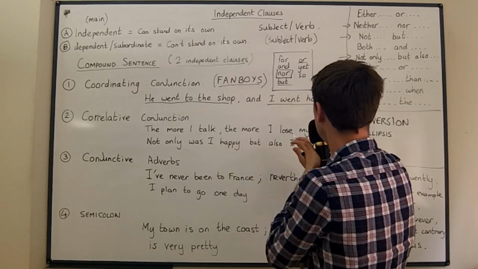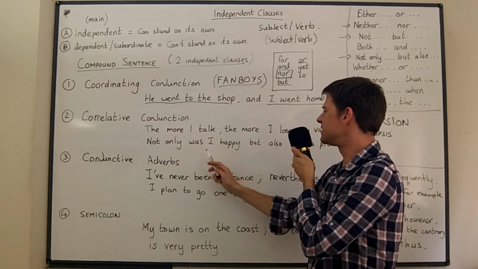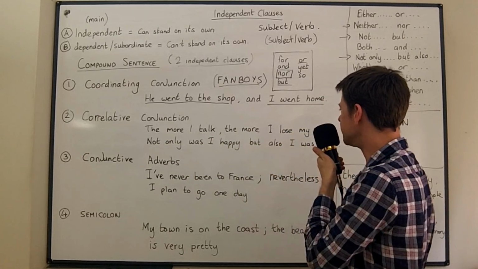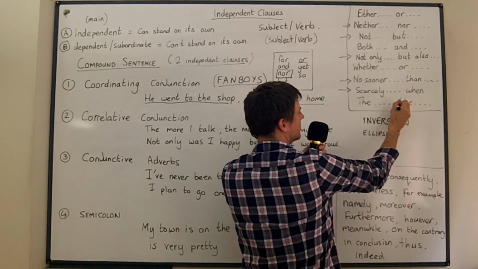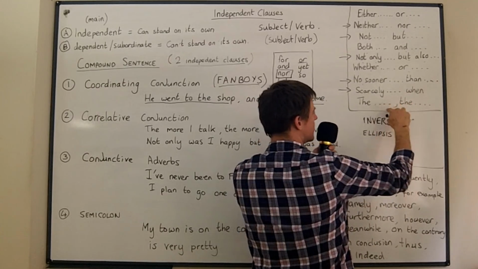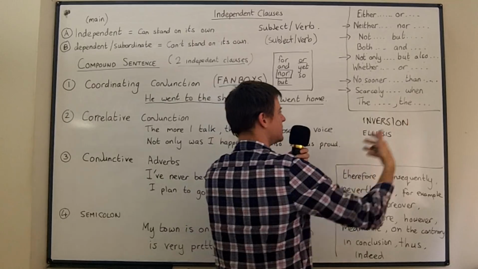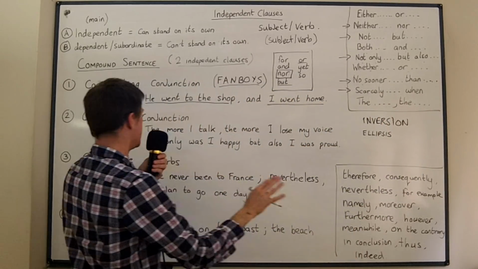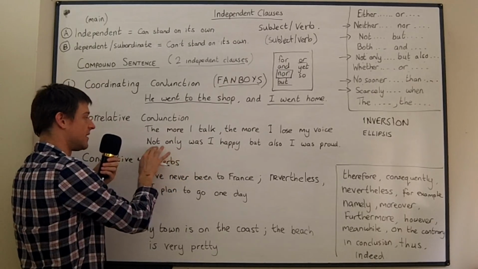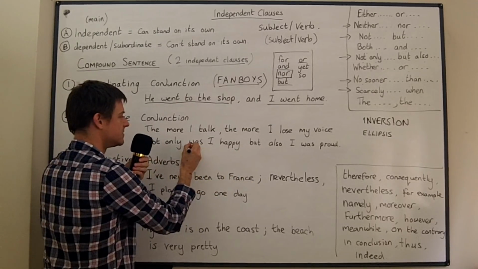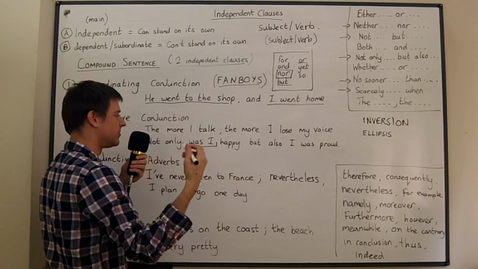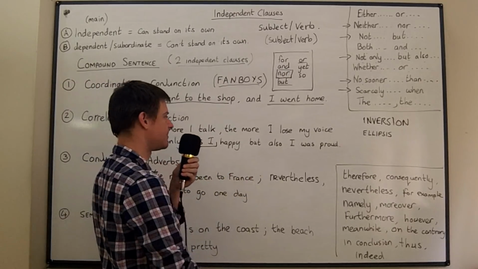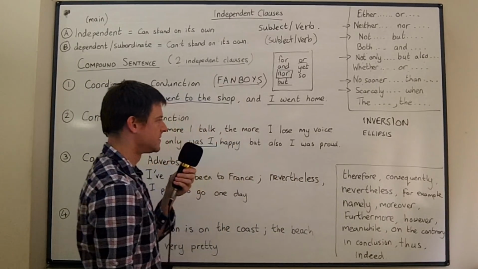So I've given you a couple of examples. The more I talk, comma, the more I lose my voice. So with this phrase, where we show a relationship between the two independent clauses, you must have a comma. However, we don't use a comma down here. Not only was I happy, note the inversion, not I was, but was I. Not only was I happy, but also I was proud.